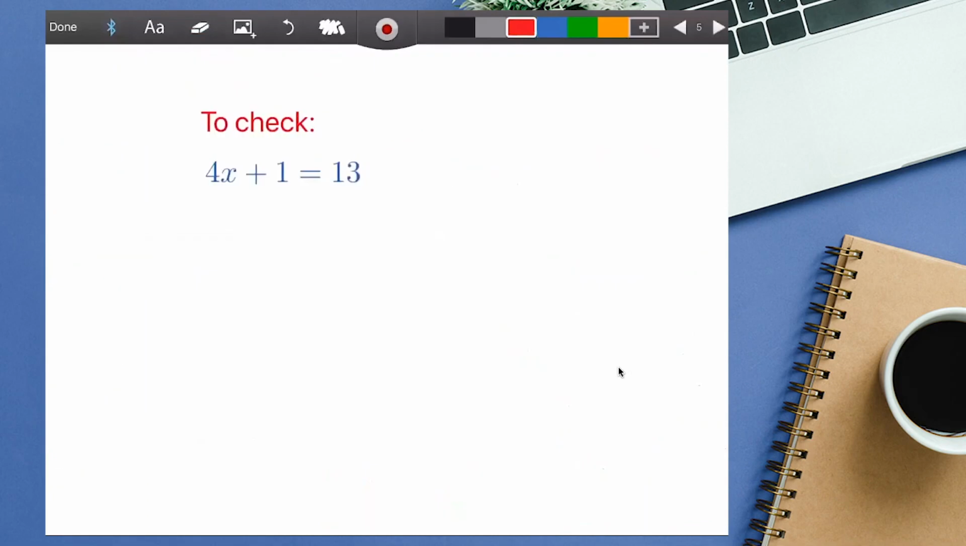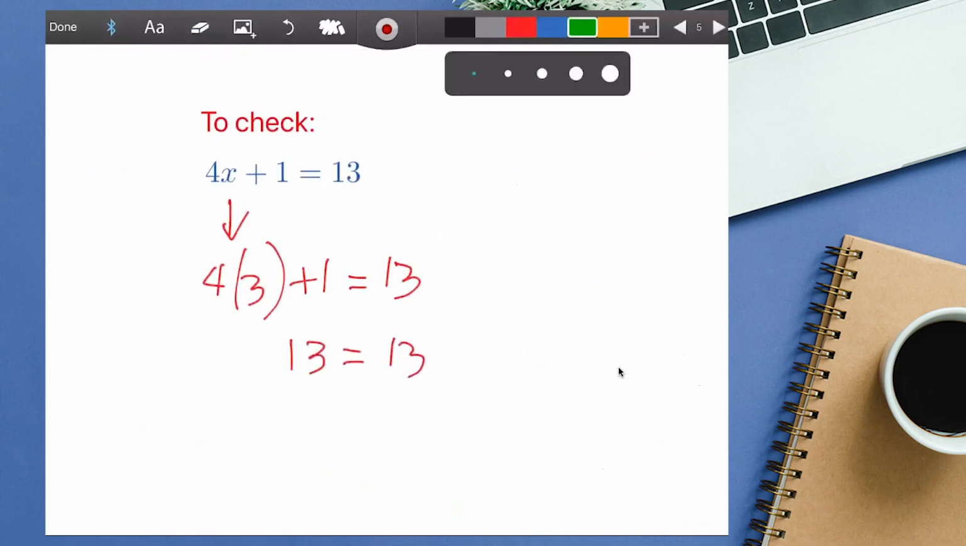To check our answer, let's substitute. Our x is equal to 3, so 4 times 3 plus 1 is equal to 13. So 13 equals 13 is a true statement.